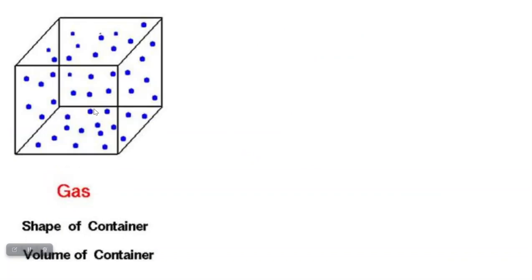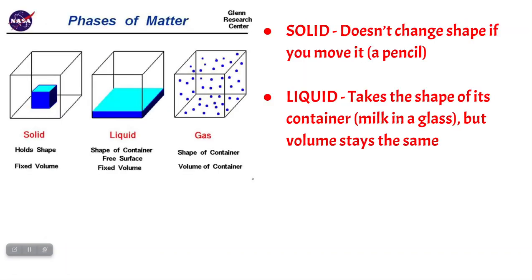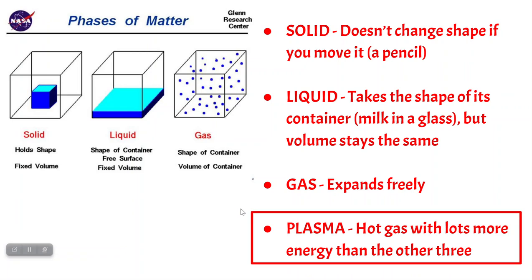And then a gas is going to take up the shape of whatever container you give it, and also it'll take up the volume of the container. So it expands freely. And here are my notes again. A plasma is basically a hot gas that has more energy than all of the other 3 states of matter. We will probably not talk about plasma very much, but plasma can be found with lightning and sometimes with things like a plasma TV. It's an excited state of matter.